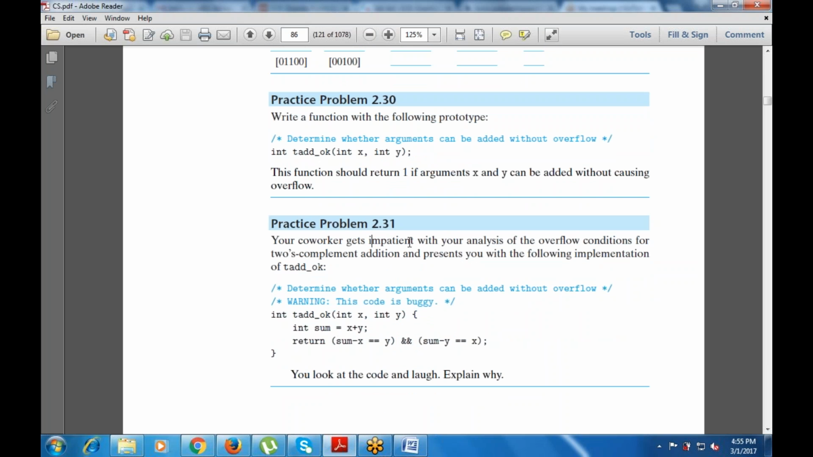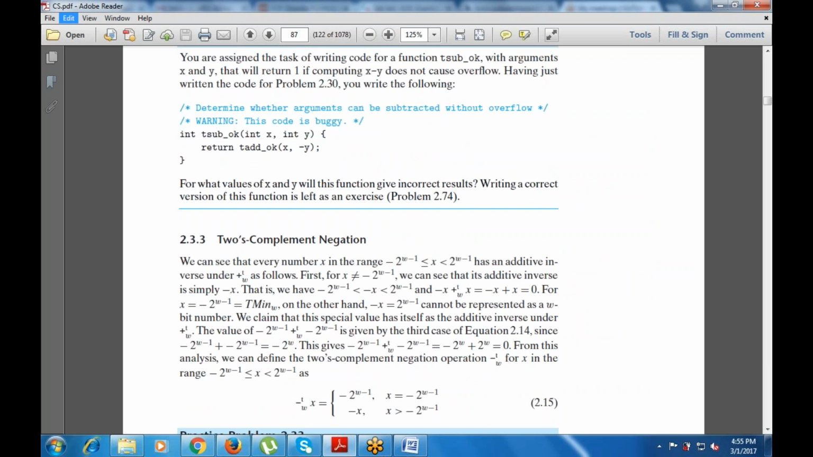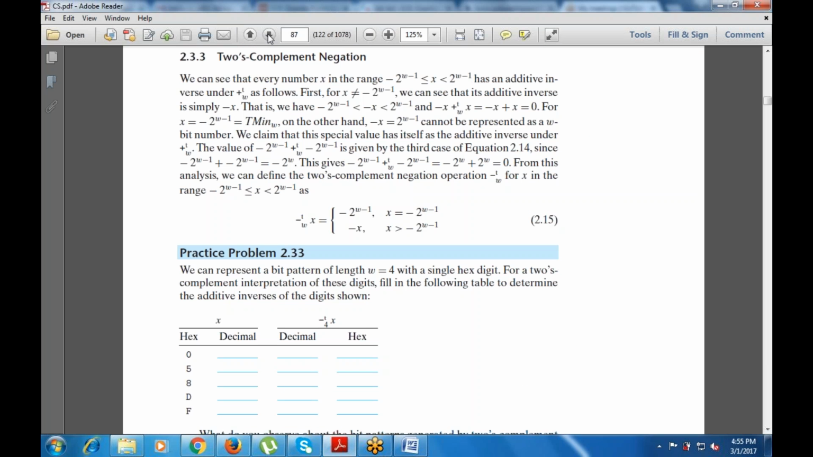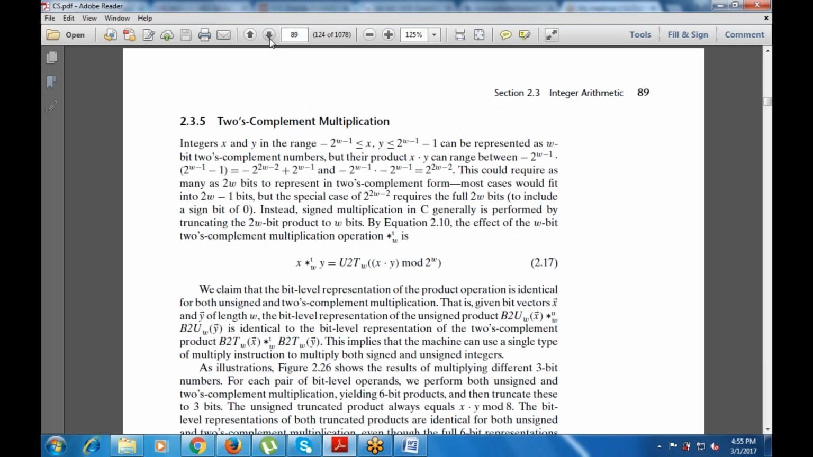This is used with your analysis of the overflow conditions for 2's complement addition, and it also presents you with the following implementation. Now, one is an addition, one is a negation, that means reverse. This is the hexadecimal, decimal, hexadecimal. So one is a 2's complement multiplication. This is used with x times y, u times t, x times y, 2 to the power t.